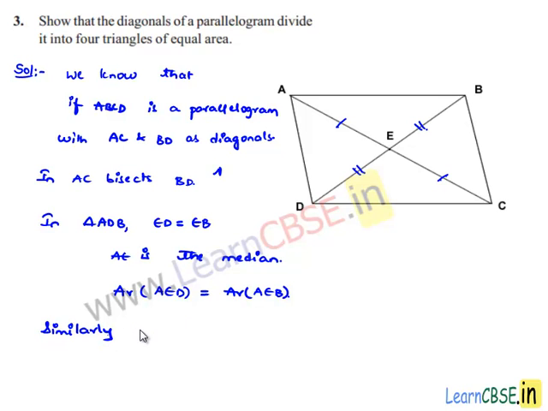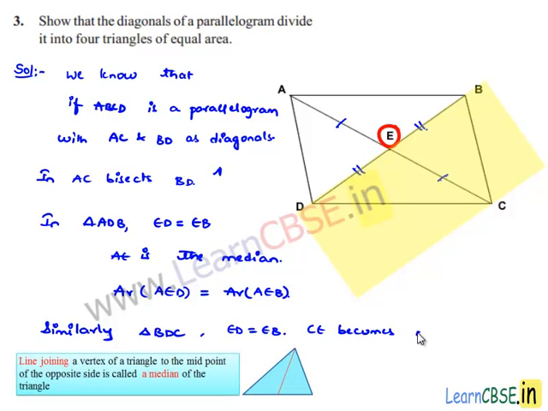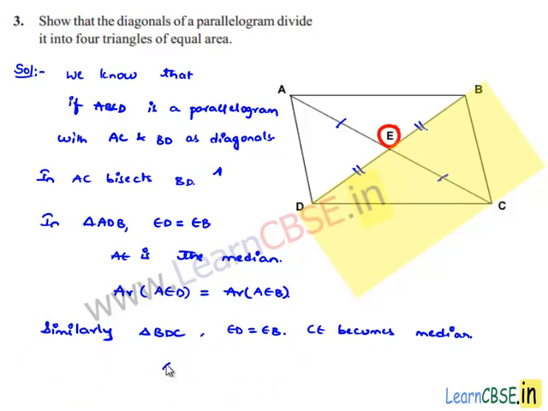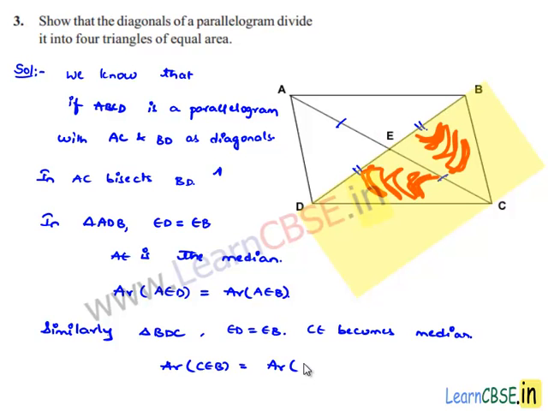if we consider triangle BDC, in triangle BDC, ED is equal to EB. Therefore, CE becomes the median, and this median divides the area in equal halves. That is, area of triangle CEB will be equal to area of triangle EDC. Let it be equation number 1 and let it be equation number 2.